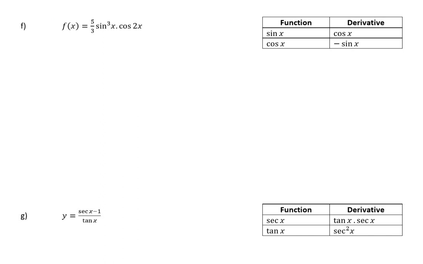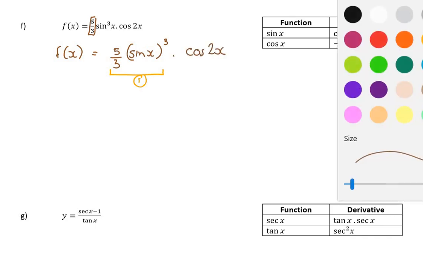Interesting. This looks like it's a product because there's two functions multiplied together. There's a sine and there's a cos. They multiply together. I can't simplify them. I was hoping maybe I could simplify this a bit, but I can't. And so this looks like it's going to be a product. Now let's look at this 5/3. That 5/3 is just 5/3. It's not a function. So what I'm going to do is rewrite this as 5/3 times sine of x cubed. And I'm going to think of this as function number 1. And then multiply by cos 2x. And that's going to be function number 2.